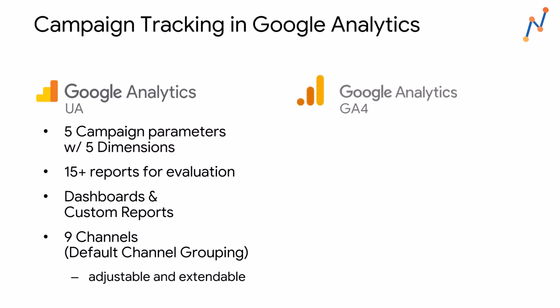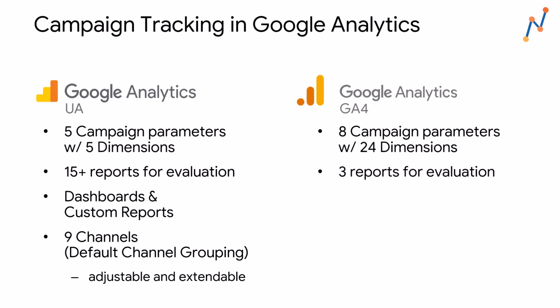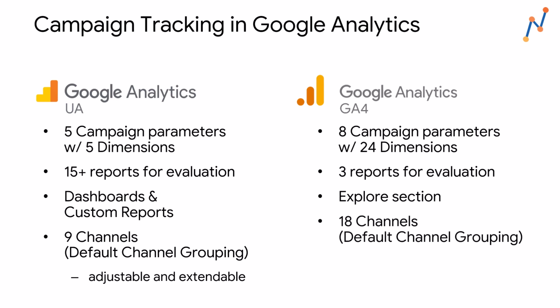GA4, on the other hand, offers 8 campaign parameters with 24 campaign dimensions. Unfortunately, there are only 3 pre-built reports to evaluate your marketing activities, but you can use the Explore section to create further campaign analysis. Finally, traffic coming in from your campaigns is assigned to 18 different channels in the default channel grouping, which unfortunately cannot be adjusted or extended. Now you know about the differences when comparing Universal Analytics and GA4 with regards to campaign tracking.